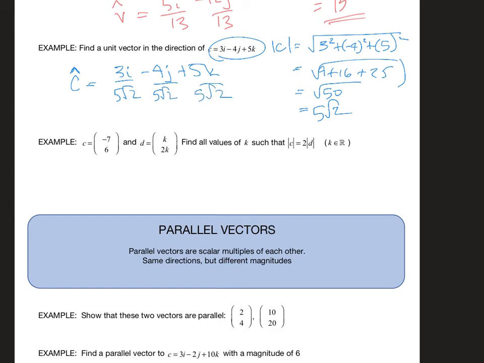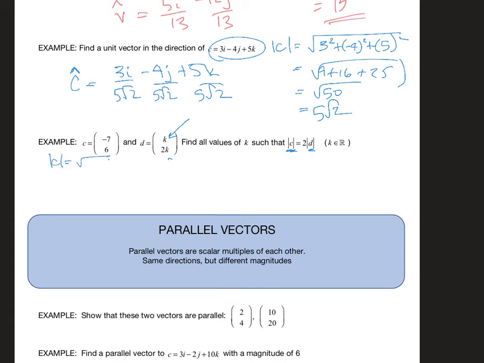All right, so now let's take a look at this example where they give me two vectors, and we want all the values of k, right? Because notice this vector doesn't have actual numbers in there. It has a variable, such that the magnitude of c is equal to twice the magnitude of d. All right, so let's figure out the magnitudes of each.